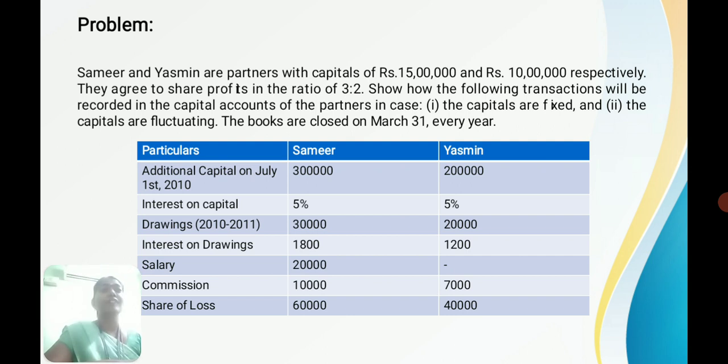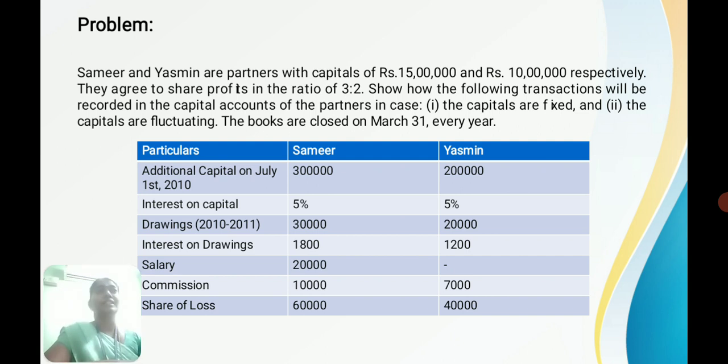Share of loss is given in the problem as 60,000 and 40,000. That means we need not prepare the profit and loss appropriation account. They have already prepared the profit and loss appropriation account and the loss of that account is given in the problem. So we directly go for the capital account.